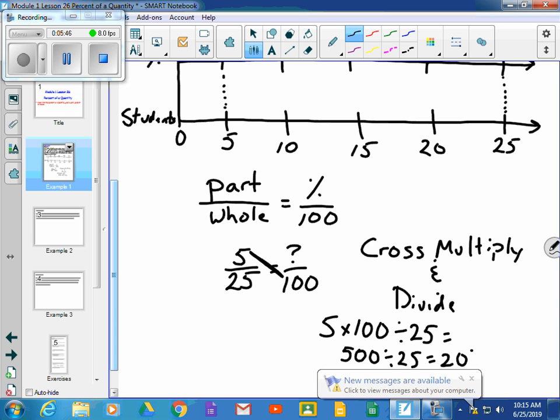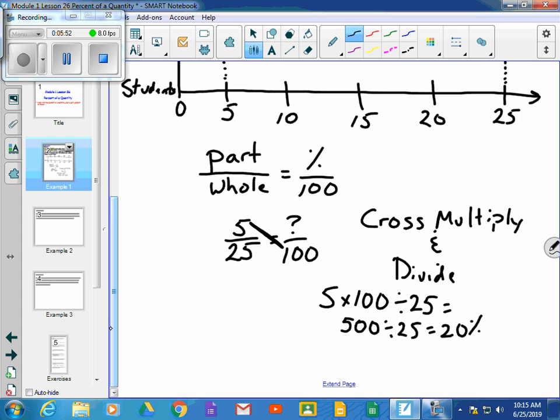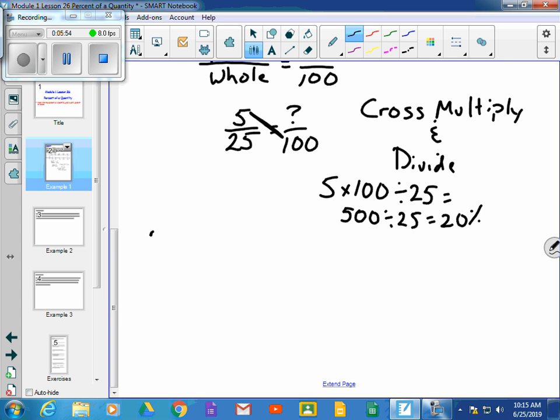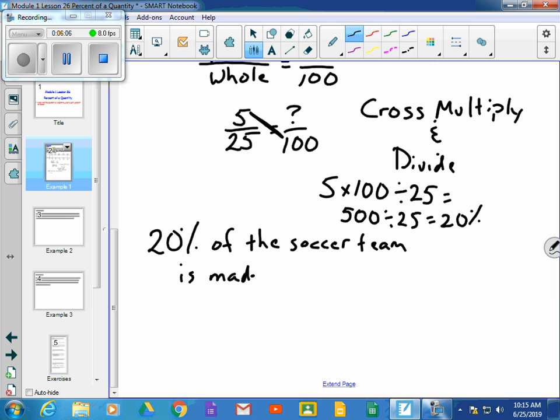Now, since we are finding a percent, I want to put a percent sign on there. So what we can say as our final answer is 20% of the soccer team is made up of 7th graders. We found the percent.